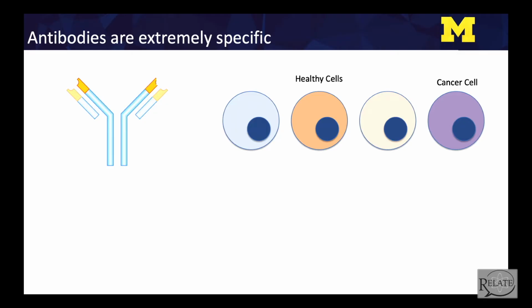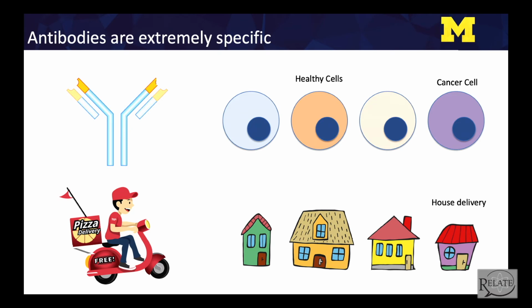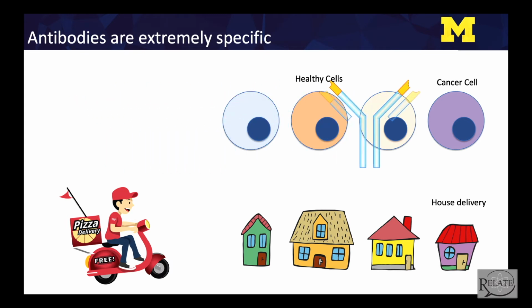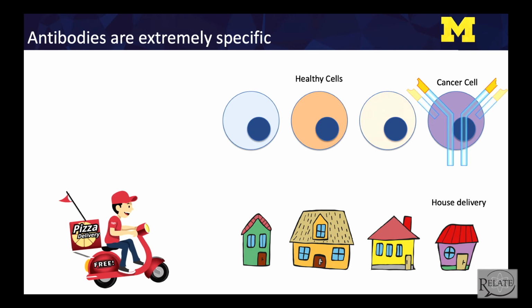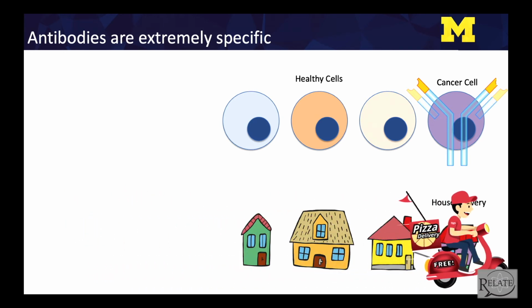When you call in, he has a ton of different houses that he could go to, but he knows which house to go to because you've told him where to go. And in that way, scientists have actually developed antibodies that know where to go. They know to go to cancer cells only and not to healthy cells. So the antibody will recognize the cancer cell, just like the pizza man will deliver it to the correct house.